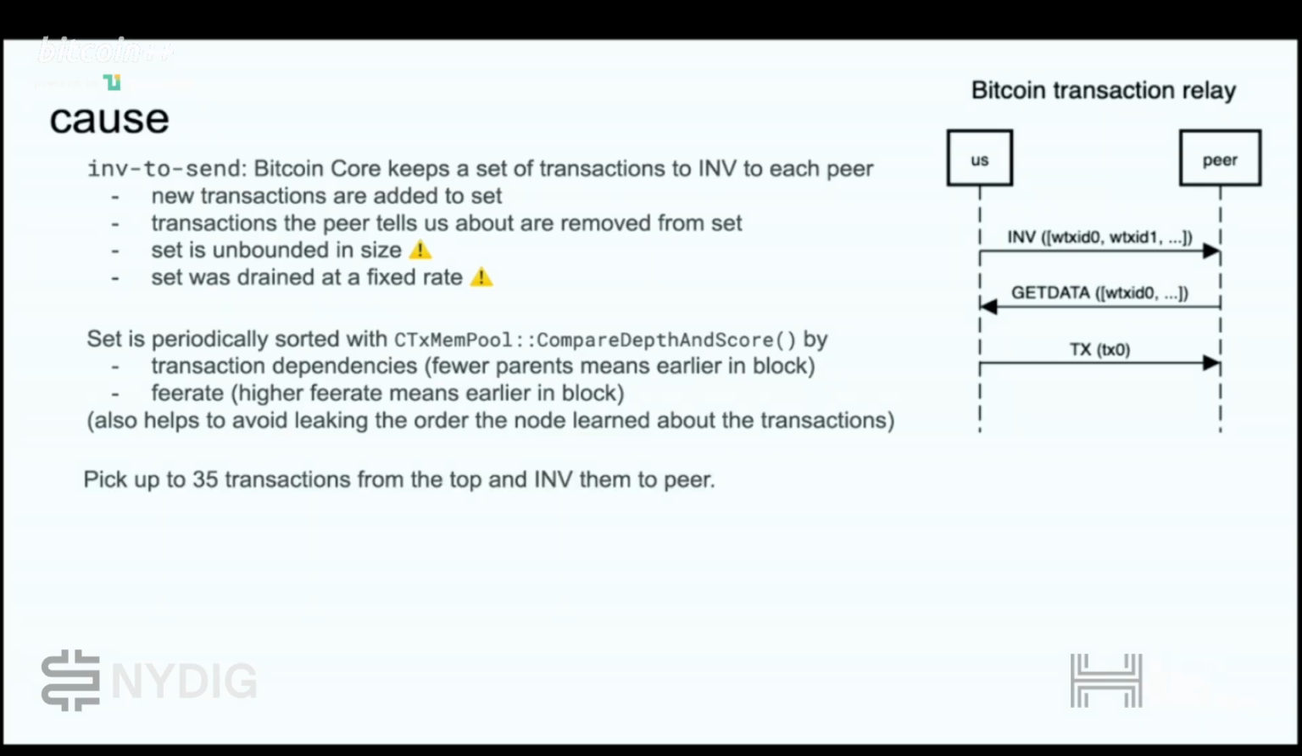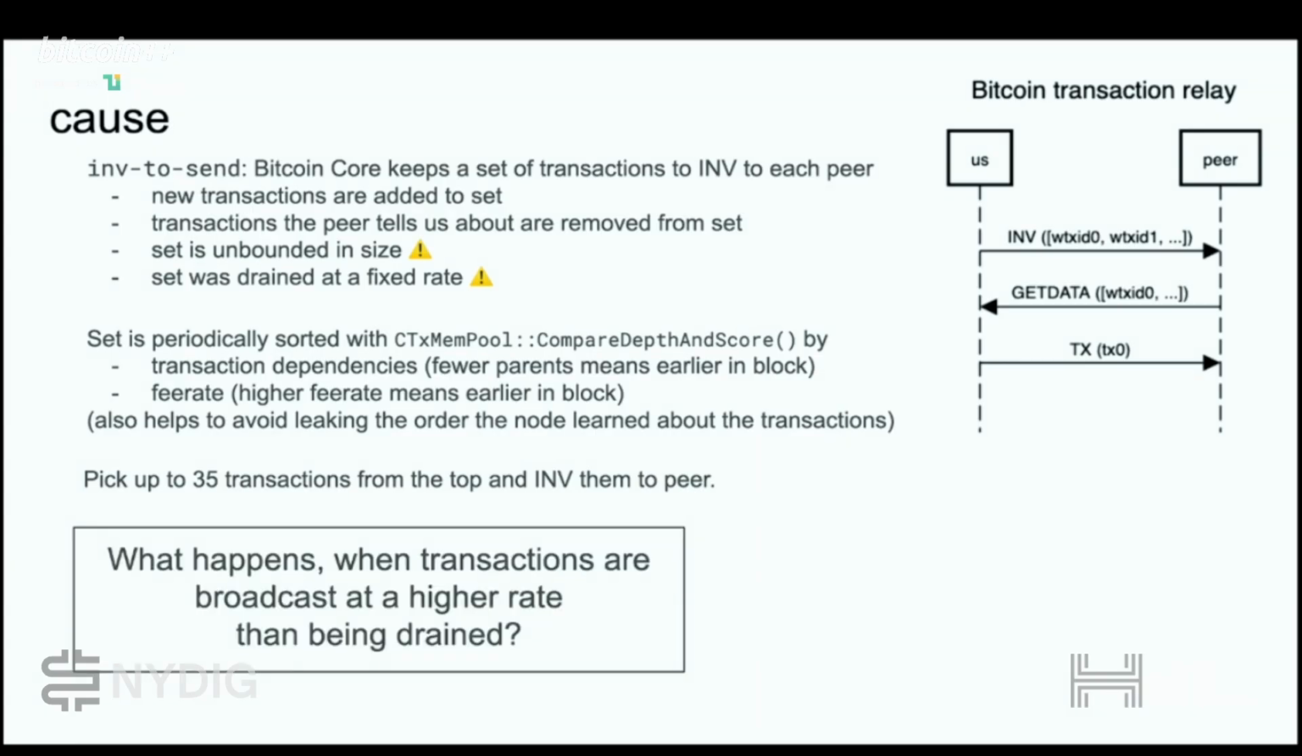And then once we have sorted these sets, we pick out up to 35 transactions from the top of the set, and send them in an inv message to the peer. So what happens when transactions are broadcast at a higher rate than they are being drained? The set being unbounded in size means the set grows. And at some point, you're either going to run out of memory because the sets for each node are too big, or you're going to be spending a bunch of time in CompareDepthAndScore. And this is what we saw in this case.